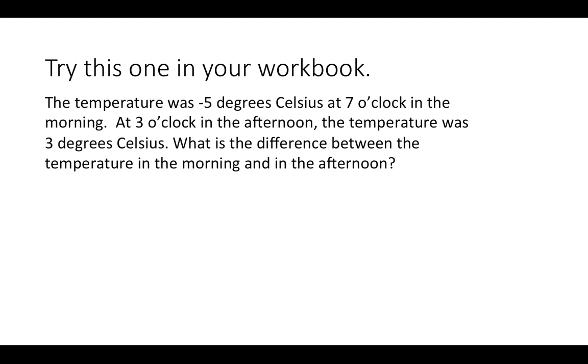Try this one in your workbook. The temperature was -5 degrees Celsius at 7 o'clock in the morning. At 3 o'clock in the afternoon, the temperature was 3 degrees Celsius. What is the difference between the temperature in the morning and the temperature in the afternoon? Pause the video and have a go.